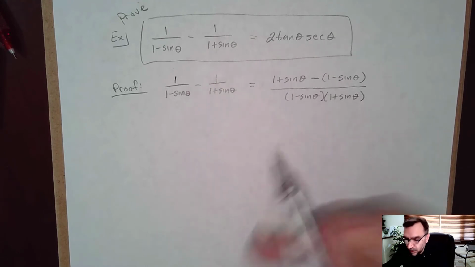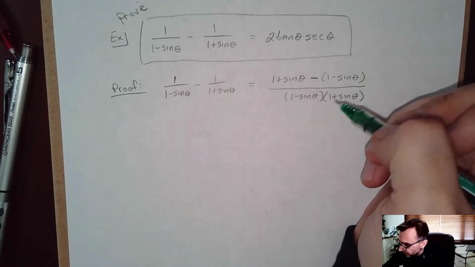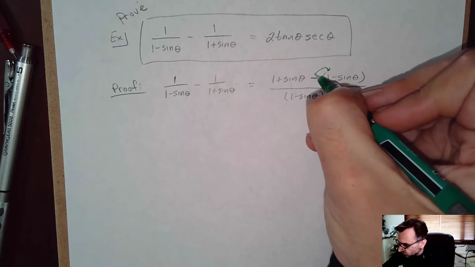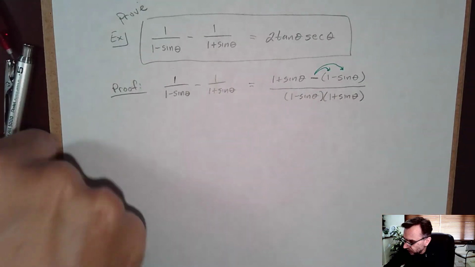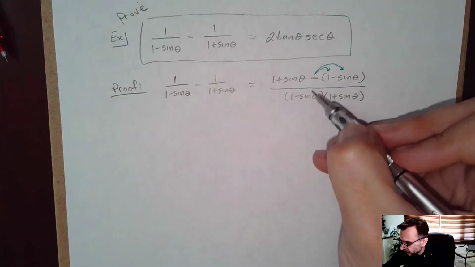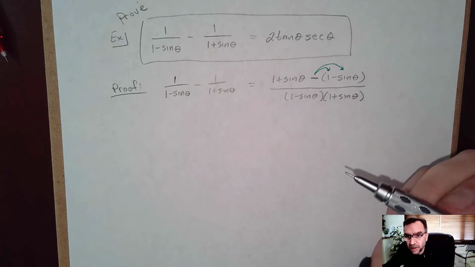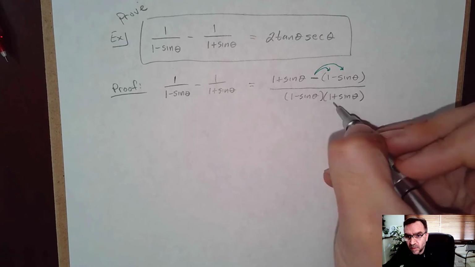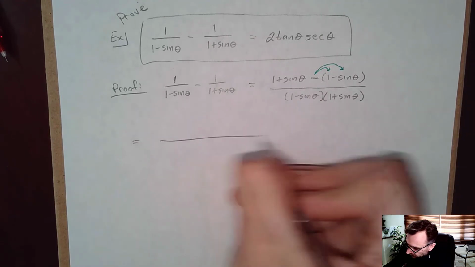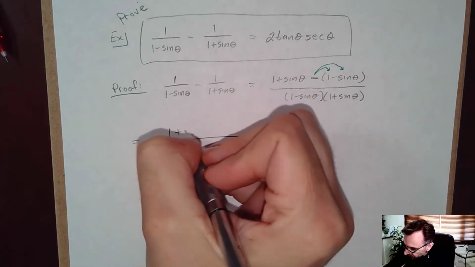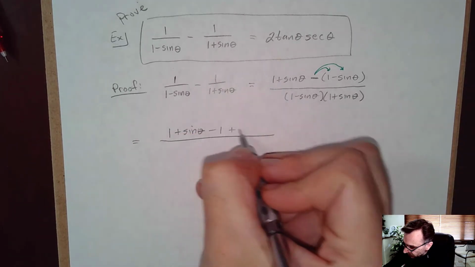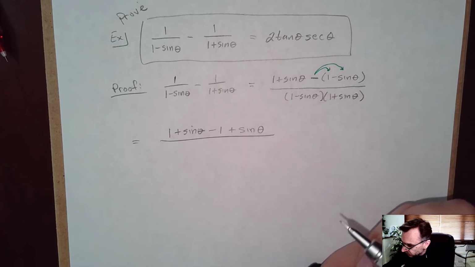Okay. And then from here, once I get a common denominator, I think, where do I need to go? I need to go here. So I'm going to go ahead and distribute this negative. Certainly I cannot cancel 1 minus sine theta because of that minus right there. So I will distribute it. And also, I'm going to multiply out the bottom here. Okay, so on the top we have 1 plus sine theta minus 1 plus sine theta, distributing the negative 1 there.